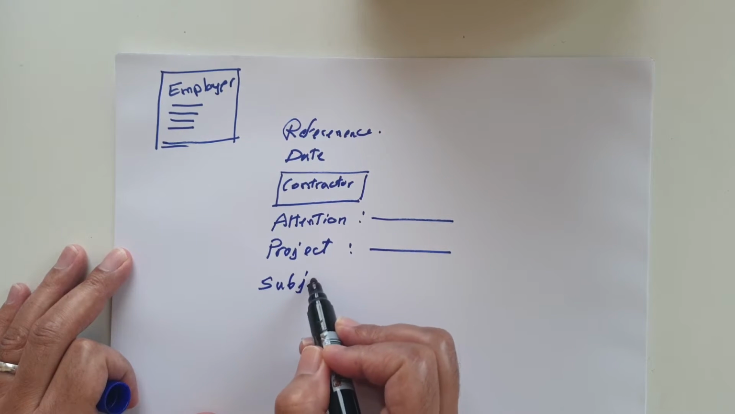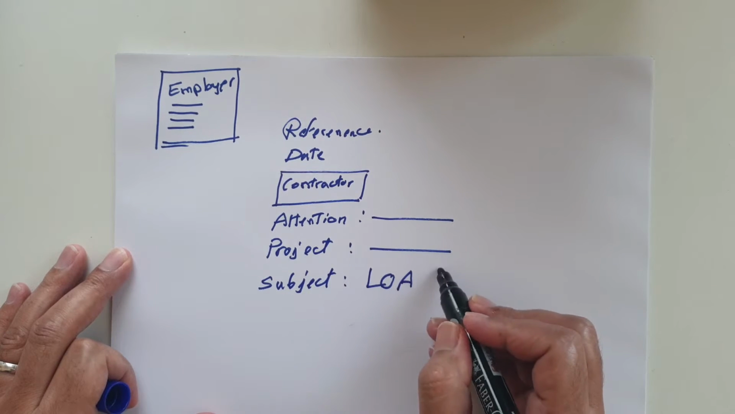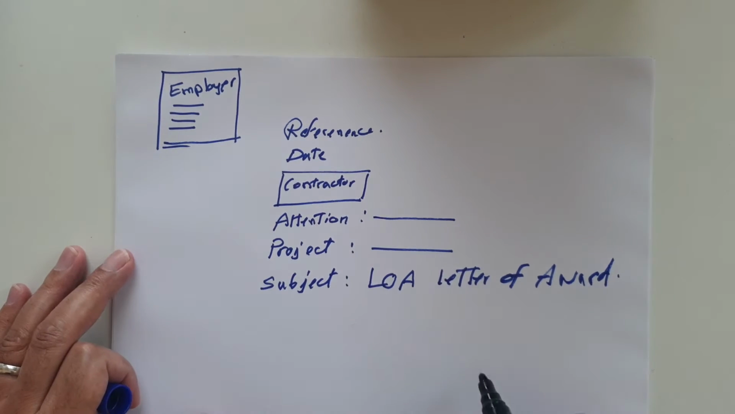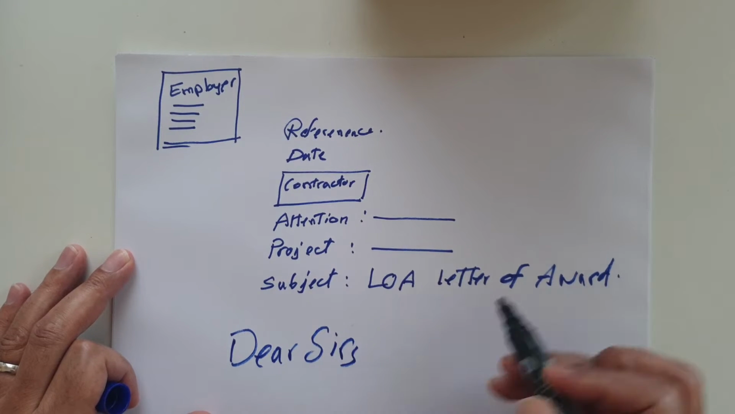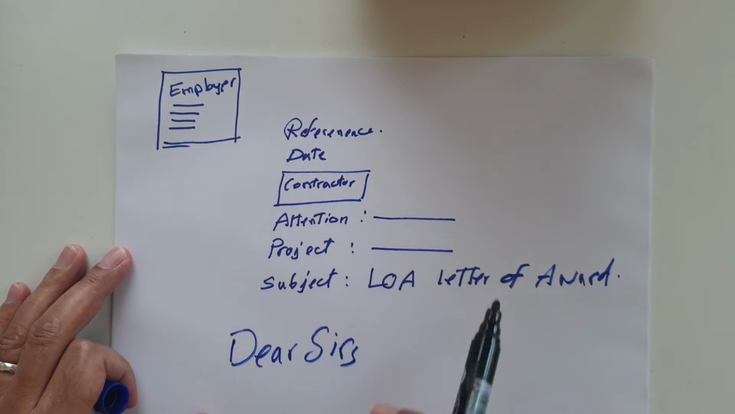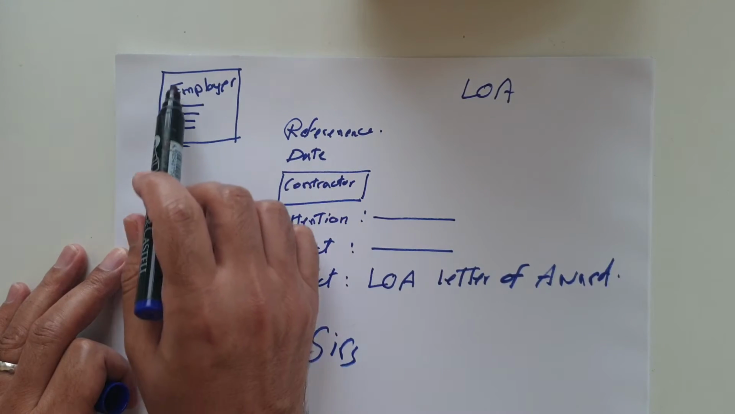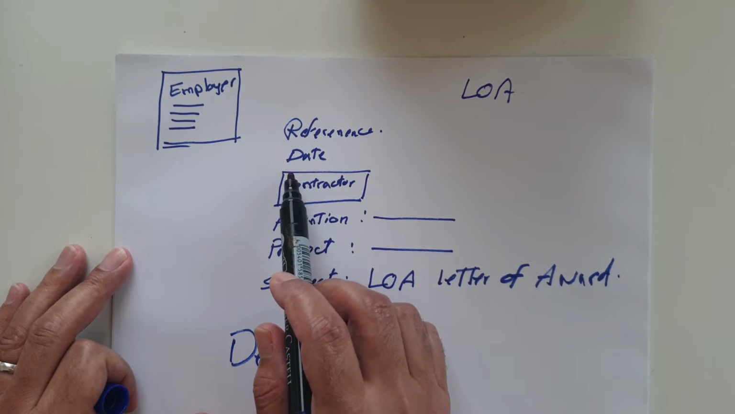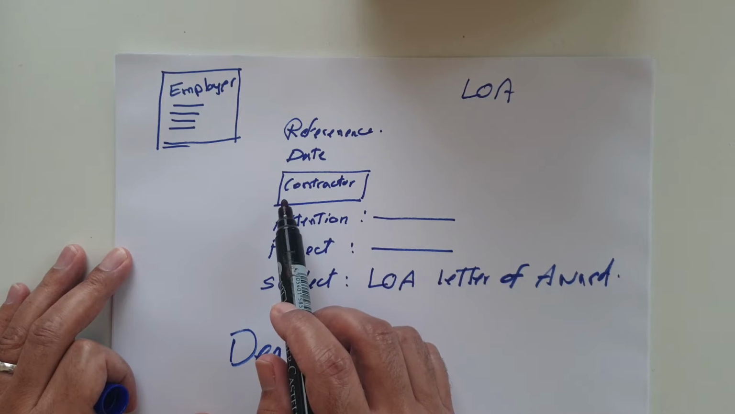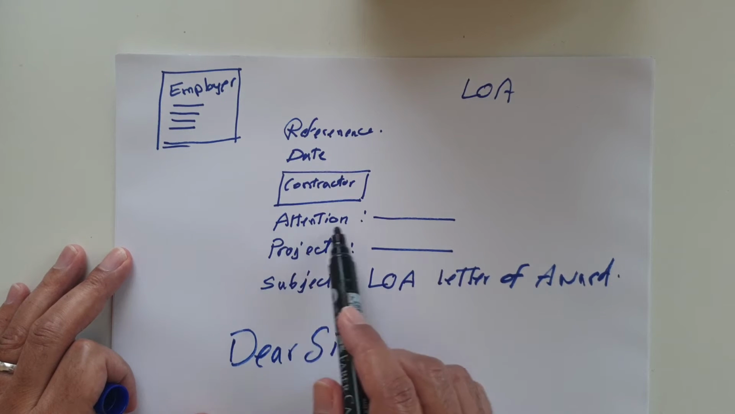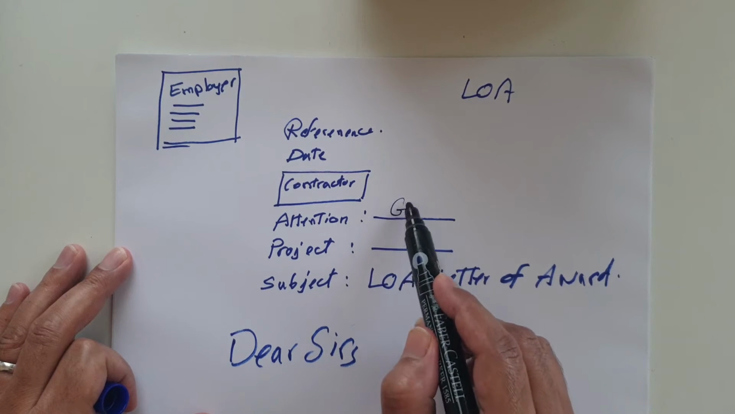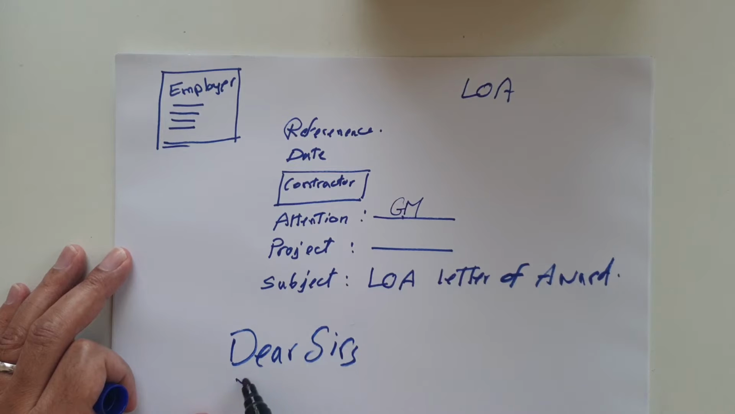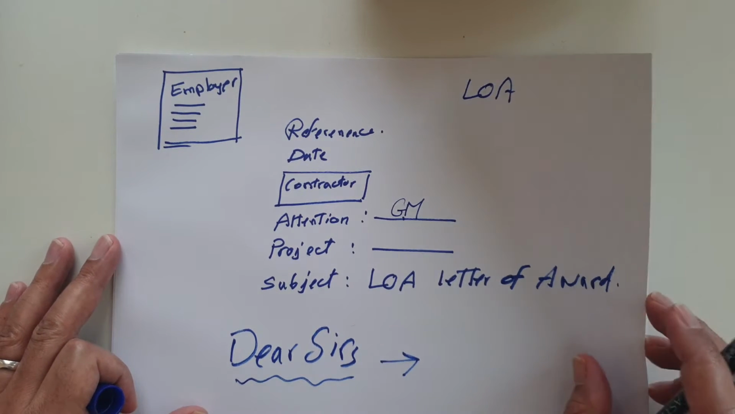And the subject of this letter is LOA, as we explained, it means letter of award. Dear sir, so this is the first item, it should be mentioned in the LOA letter: all the details for the employer, name, reference letter, and the date, and all the details about the contractor, meaning the name of the contractor, P.O. box, telephone number, location, everything about the contractor. Attention to whom, the main person, GM, like this, main person in the contractor. Project name, you will mention the name of the project, and the subject is letter of award. And dear sir, you will start talking about the letter of award.